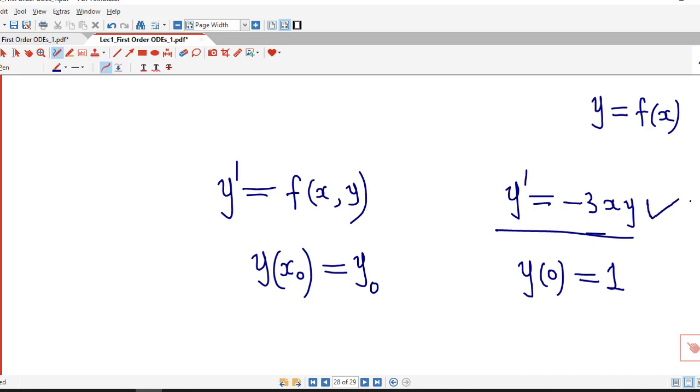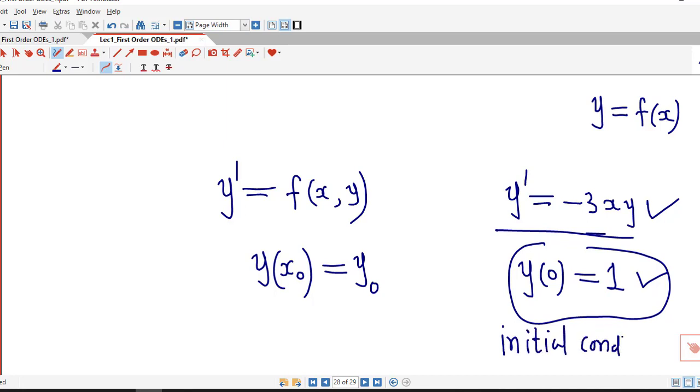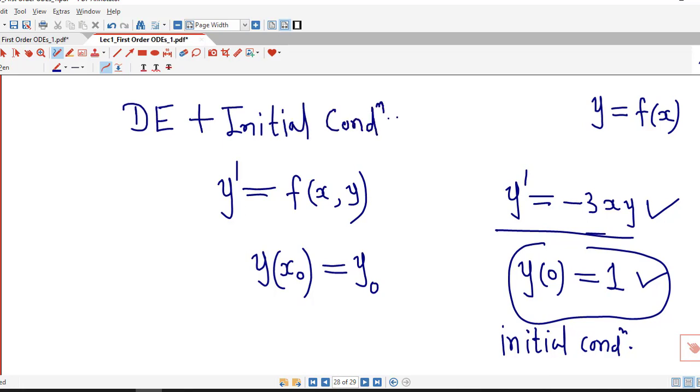So here we are given differential equation and with one condition. So differential equation together with this type of condition, the condition is known as initial condition. So differential equation together with initial condition is called initial value problem. Initial value problem means differential equation together with initial condition is known as initial value problem.